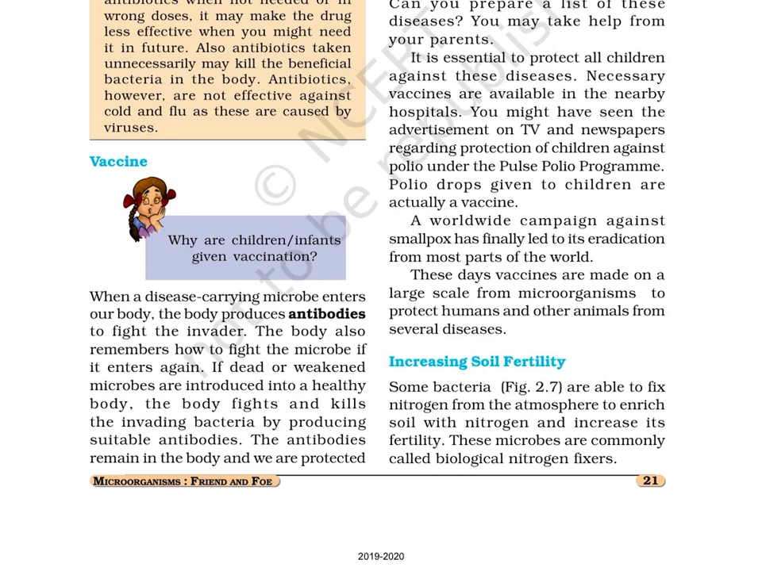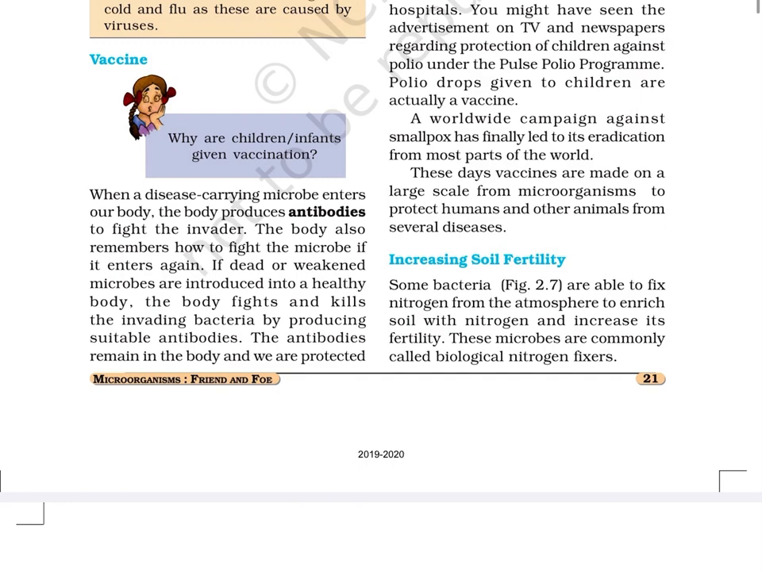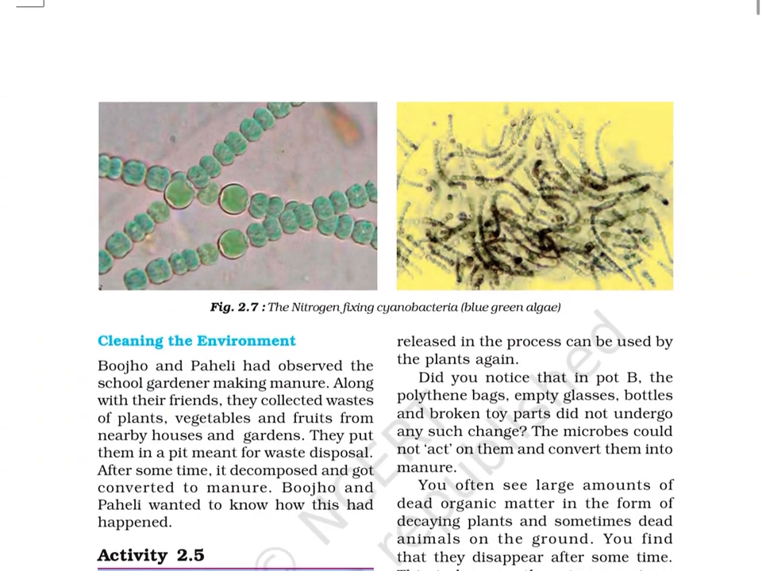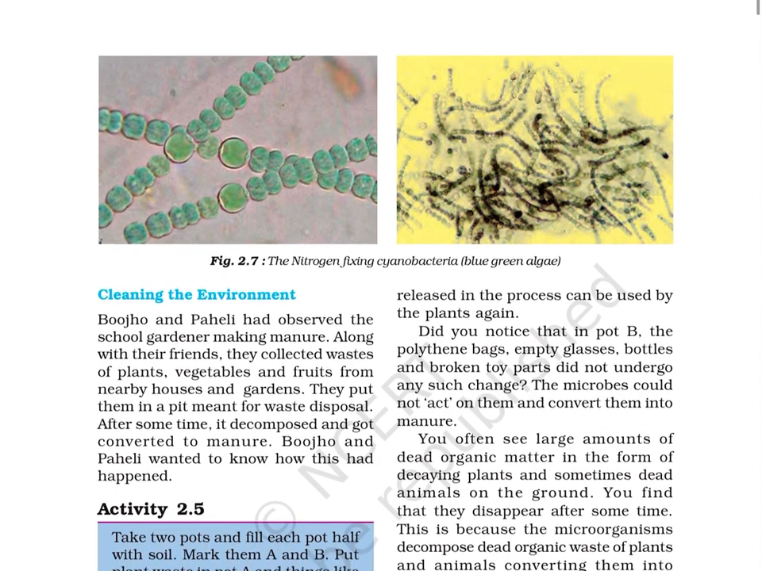Increasing soil fertility. Some bacteria, as shown in figure 2.7, are able to fix nitrogen from the atmosphere to enrich soil with nitrogen and increase its fertility. These microbes are commonly called biological nitrogen fixers. Page 22. Figure 2.7. It shows the nitrogen-fixing cyanobacteria, blue-green algae, cleaning the environment.